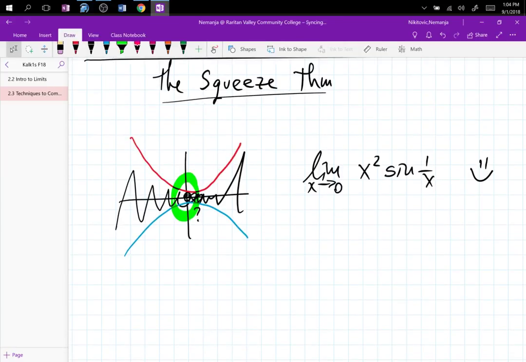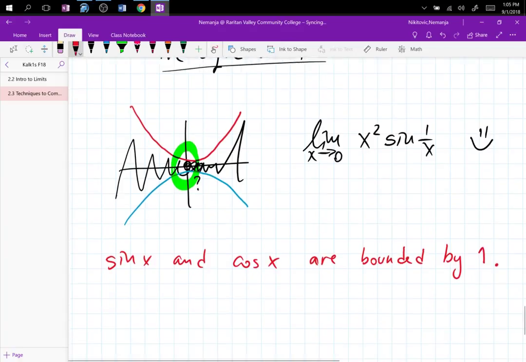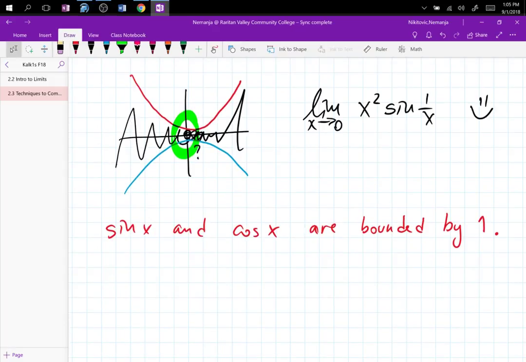Well, we have to go back and consult our knowledge of trig. Sines and cosines are bounded by 1. Sine x and cosine x are bounded by 1. This will pop up in Calc 2 and the rest of your life. So remember it. Now that means that the absolute value of sine 1 over x is bounded by 1.